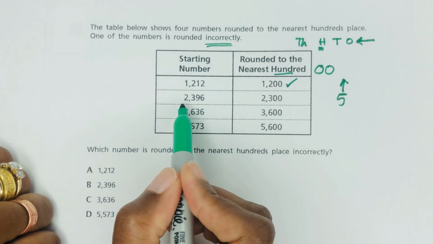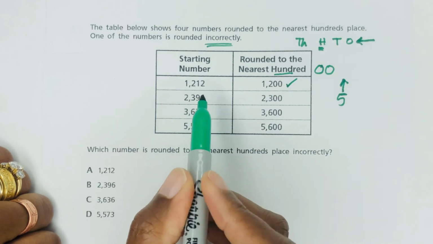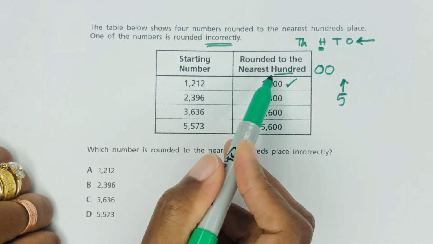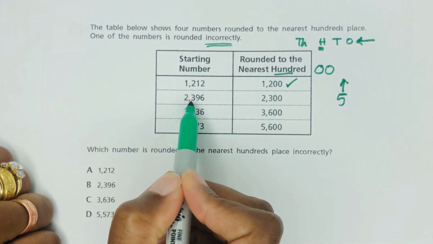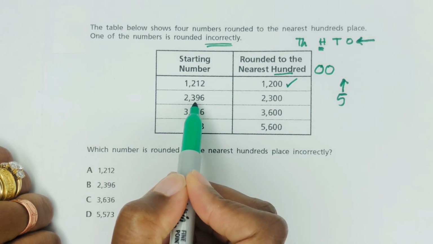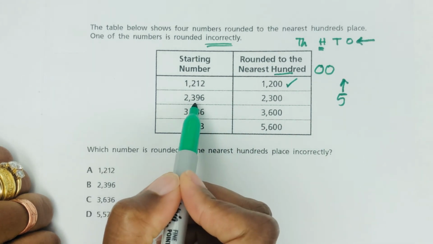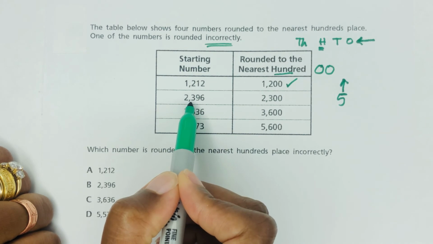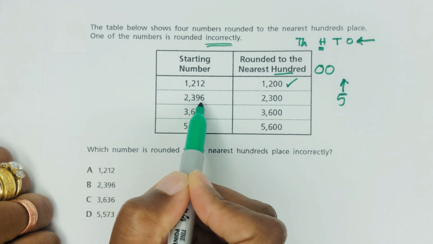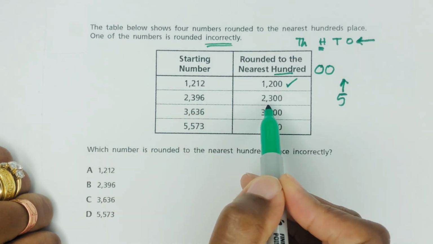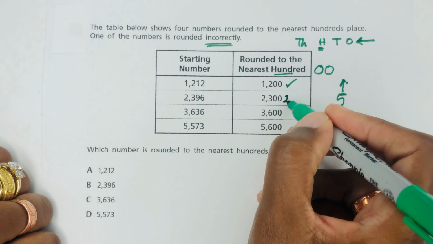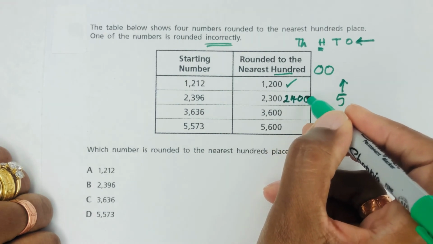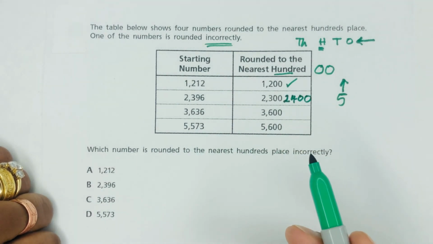The second one, we have 2,396. So the hundreds place, because we're rounding to the nearest 100, is 3. Then we're looking at the tens place to see if it's 5 or above. And yes, it is, right? It's 5 or above because it's a 9. So we give it a shove. We give the hundreds place a shove to a 4. So this should be 2400. See, it's still a 3. So far, this is incorrect. But just to make sure, let's do the rest.